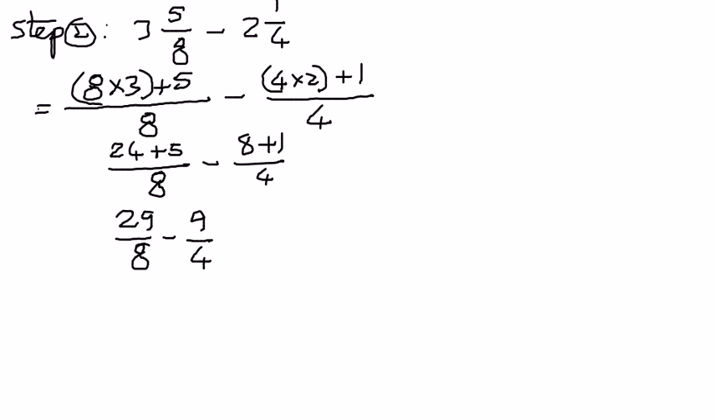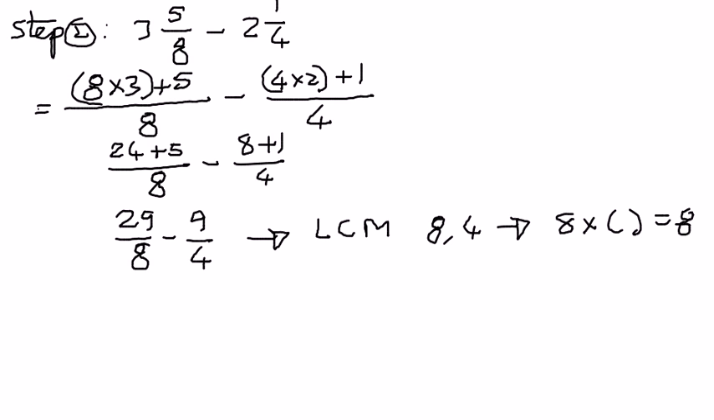Now we want to find a common denominator. What we need is, we want to find the LCM, or the least common multiple, for the numbers 8 and 4. As we can see, 8 is a multiple of 4, isn't it? 8 times what number is equal to 8, and 4 times what number is equal to 8? That is the question we have. So 8 times 1 is 8, 4 times 2 is 8. So therefore, the common denominator for 8 and 4 is going to be 8.